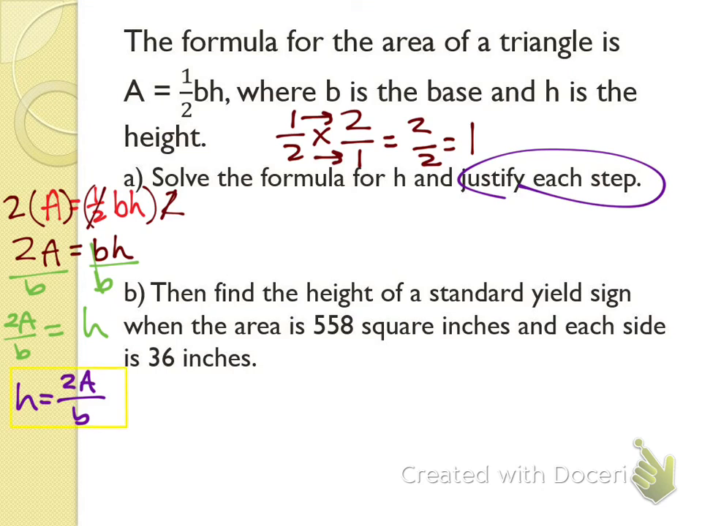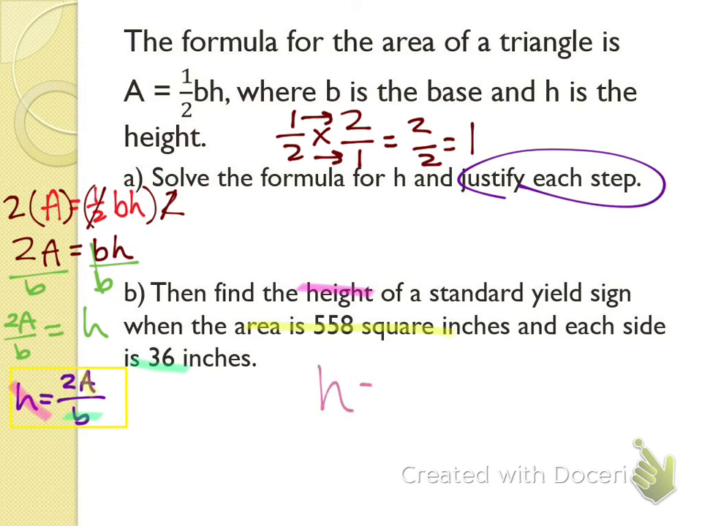Part B, we're going to find the height. Which of these letters represents the height? H. All right, we're going to find the height of a standard yield sign, which is a triangle, when the area is 558 square inches. Which of these letters represented the area? A. And then each side is 36 inches. So then what is the base? 36. So guess what we do?